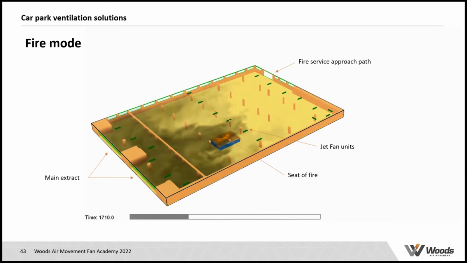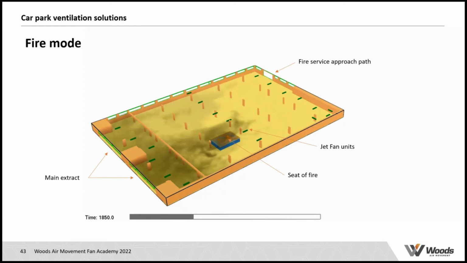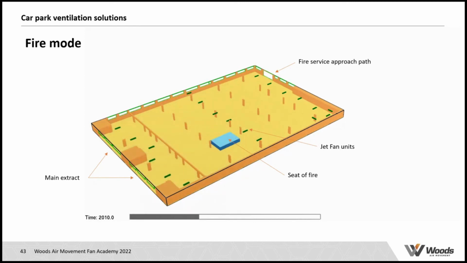But probably more important is that they will not lose their bearings within the car park, so they will not be trapped by smoke if for whatever reason the situation gets out of hand. So they always have a free approach path towards the seat of the fire, but probably more important, they also have a free path back to the point of entry into the car park. So that's what we call the system design in compliance with Section 10, providing tenable conditions for the fire service.